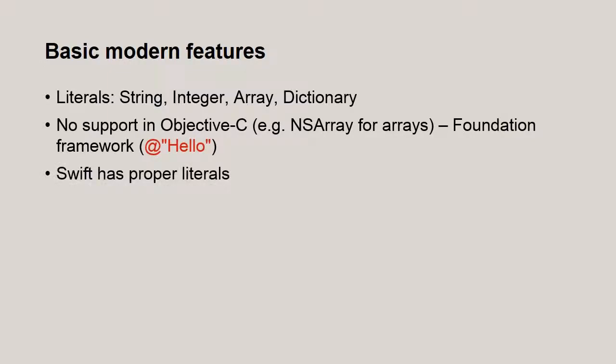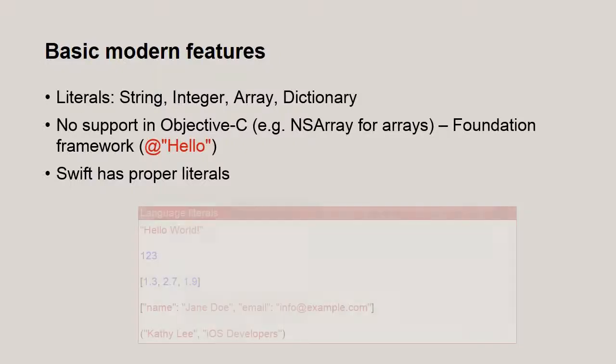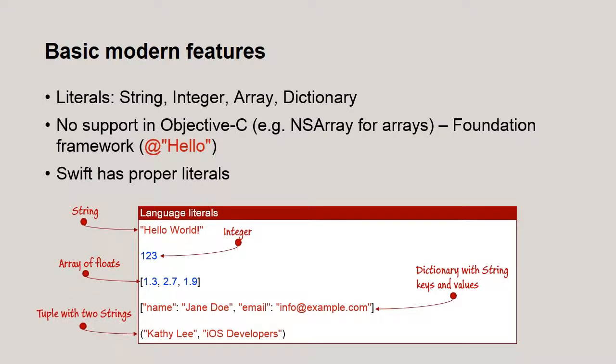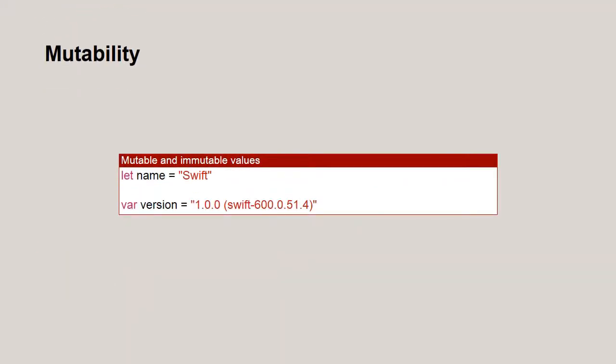Swift has proper literals, and the good news is that they're fully backward compatible with their Foundation counterparts. This is incredibly important, because all of Apple's frameworks use these Foundation classes. Mutability is also part of the Swift language. The Foundation classes I mentioned have both mutable and immutable versions. Swift has taken the modern route while maintaining compatibility.